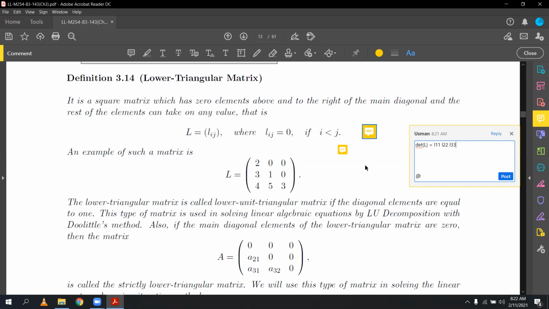Now, of course, as I told you, in the exam we are not given D, we are not given L, we are not given U. What are we given, please?